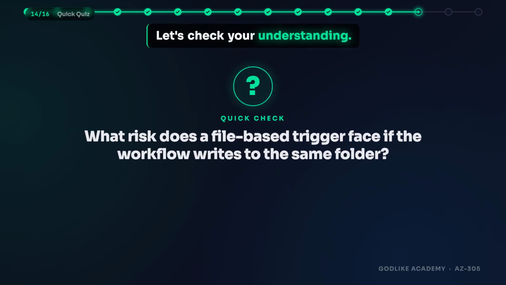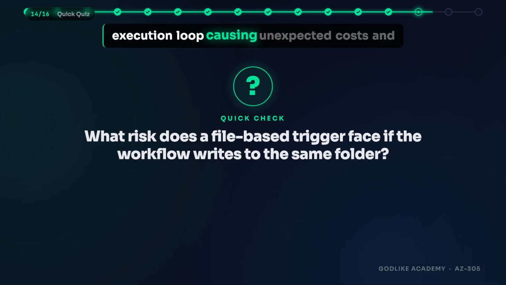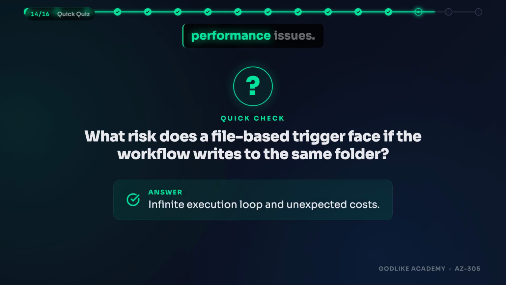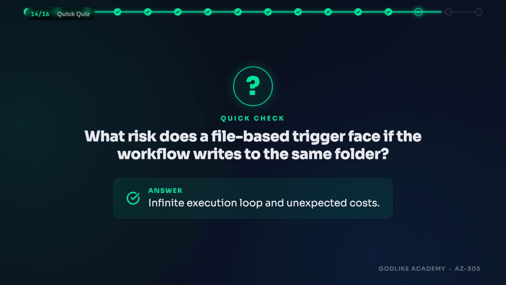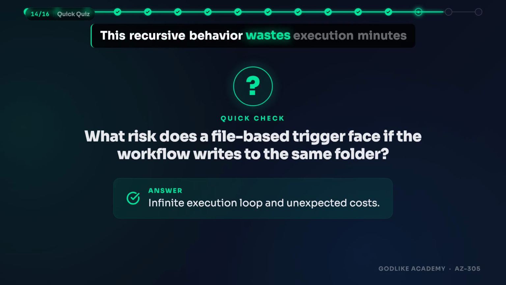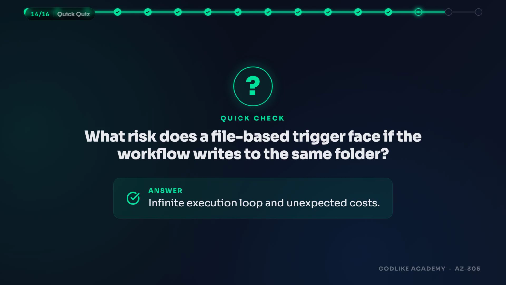Let's check your understanding. What is a common pitfall when using file-based triggers in logic apps? Consider the scenario where a workflow creates a file in the same folder it monitors. This can lead to an infinite execution loop, causing unexpected costs and performance issues. Always ensure your actions do not trigger the same event they are listening for. This recursive behavior wastes execution minutes and can trigger subscription-level throttling limits.